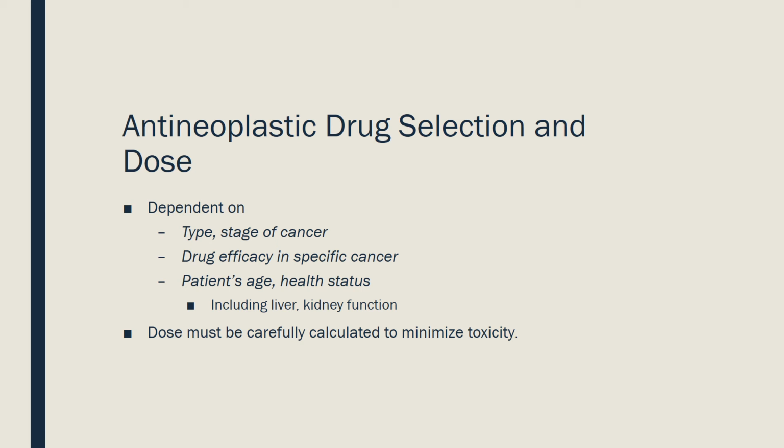Also the patient's age and health status. A lot of times we have situations where you see our older adults who have cancer, and they also have many other comorbidities or other conditions that can cause them problems. So the liver and the kidney function is many, many times involved in this. So are cardiac and pulmonary. And so doses have to be carefully adjusted for any kind of situation like that.